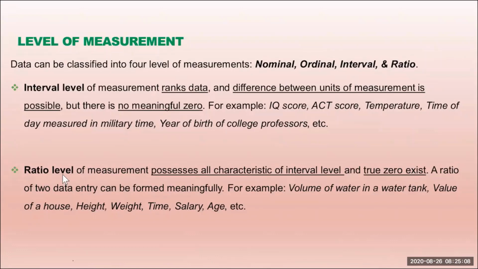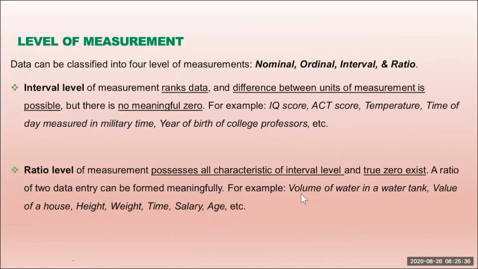You can see here. Now, what we have studied in the beginning, when we talk about the nominal level of measurement, the nominal level of measurement is purely categorical, but this one, ratio level of measurement, is purely numerical. All pure numerical data fall here. So ratio level of measurement possesses all characteristics of interval and a true zero exists. Meaning of that is, this is purely numerical.